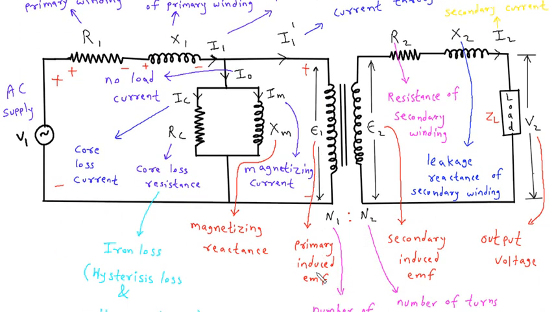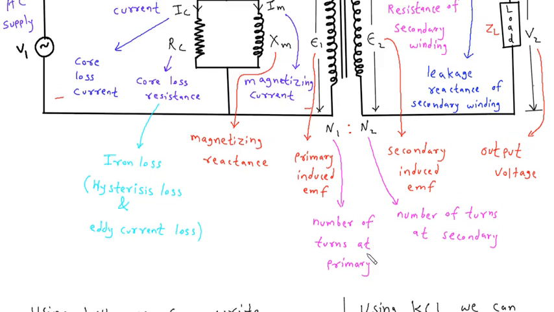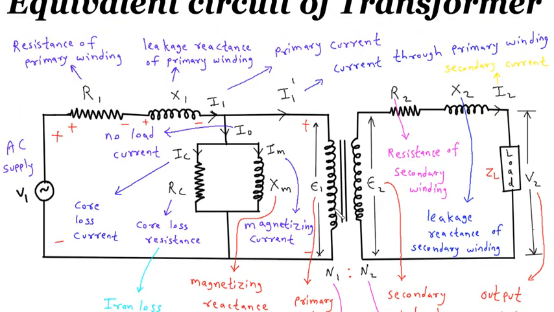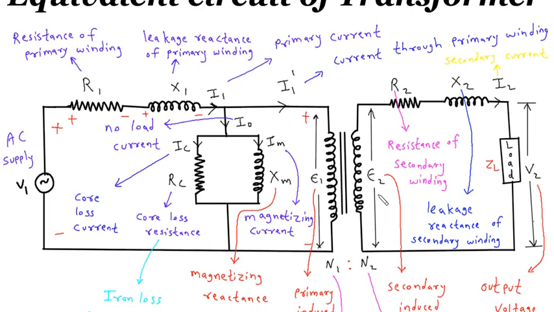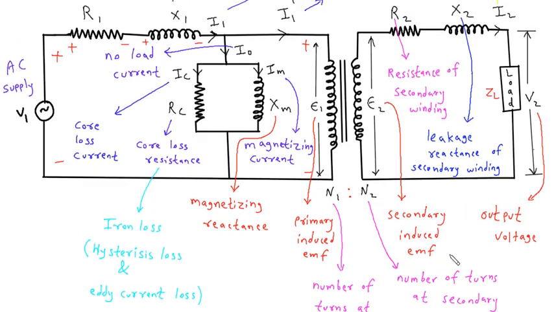E1 is the primary induced EMF, and this is the primary winding which has N1 number of turns at the primary. This is the transformer core. This is the secondary winding which has E2, the secondary induced EMF. N2 is the number of turns at the secondary.